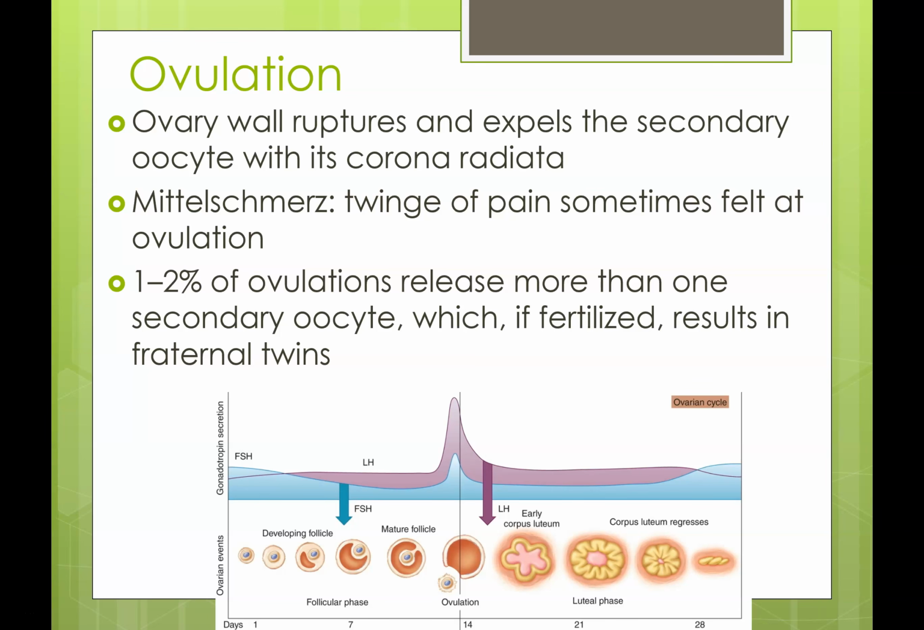This is called the Mittelschmerz, which is just going to be a twinge of pain when ovulation takes place. It is rare, but there's a 1 to 2% chance that when a woman ovulates, she releases more than one secondary oocyte. So if that is fertilized, or both of them are fertilized, then that is going to result in fraternal twins.